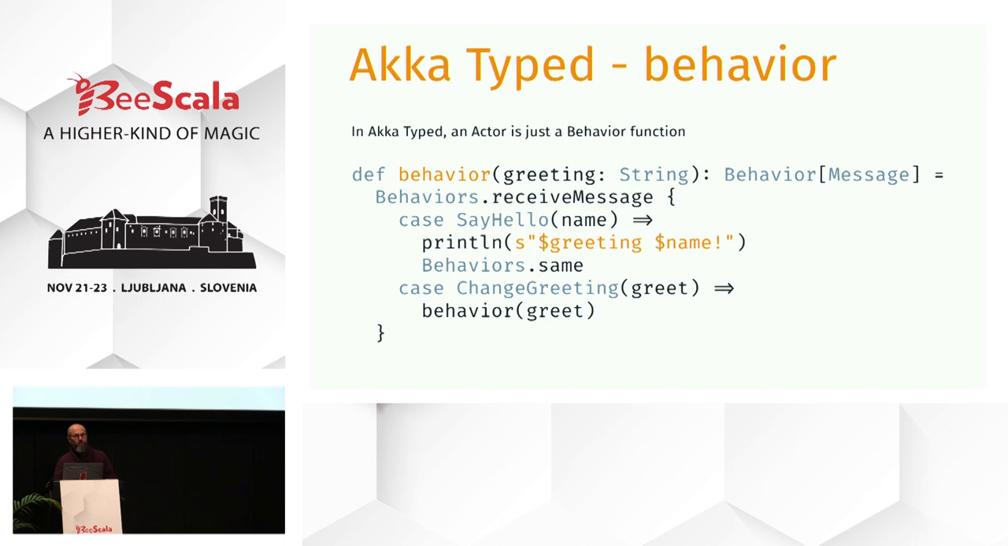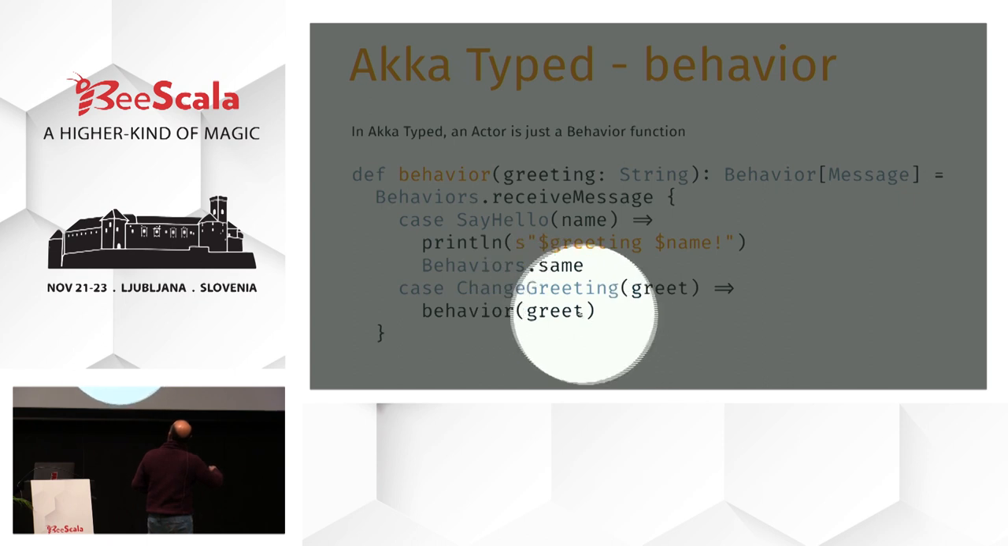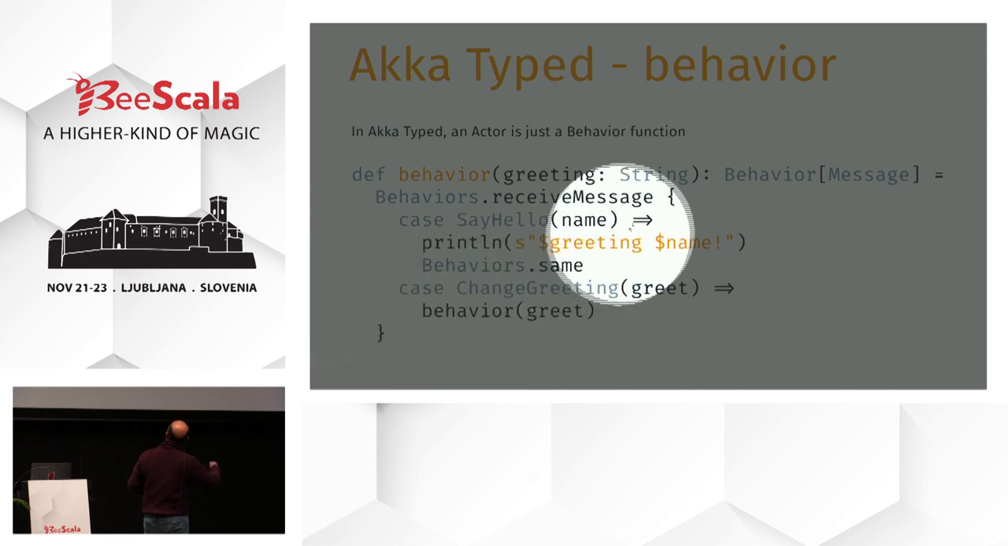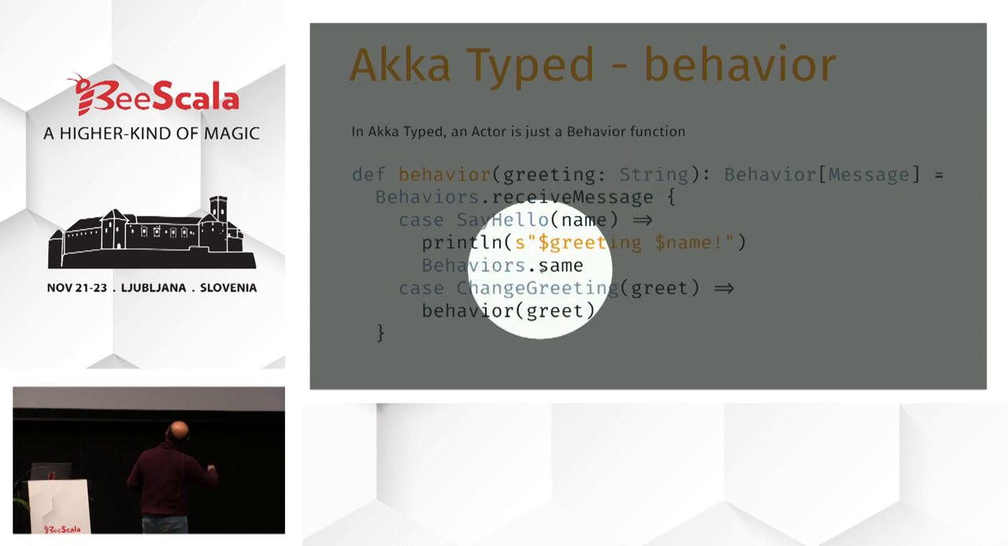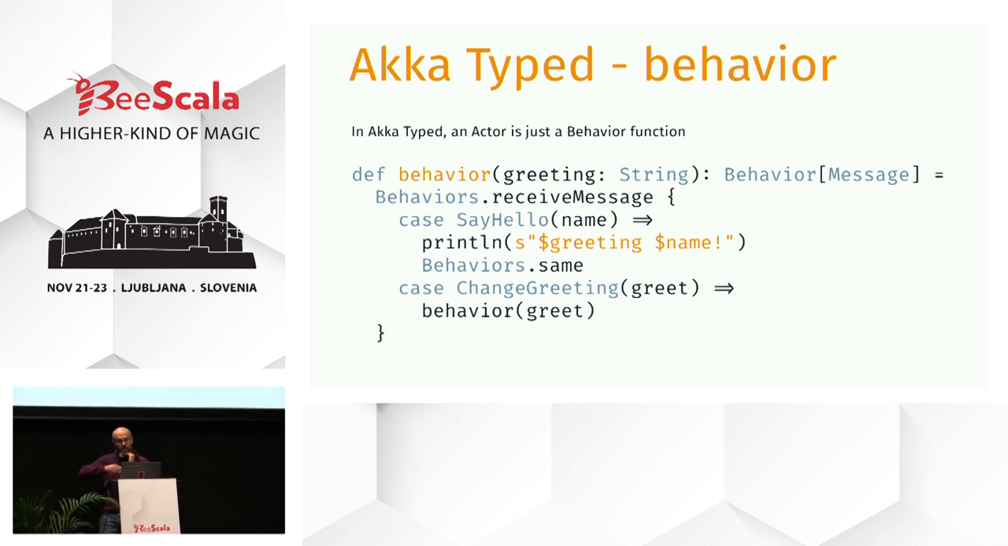And when I change the greeting, I'm getting a new greeting, and as you can see, I'm just calling behavior here, which is calling that same method and building a new behavior. And I'm changing the greeting. So next time that I receive a SayHello, the greeting will be changed to something else. So if I say hola instead of hello, the next message will print hola, some name. So basically that's the thing about Akka Typed, the change in the API.